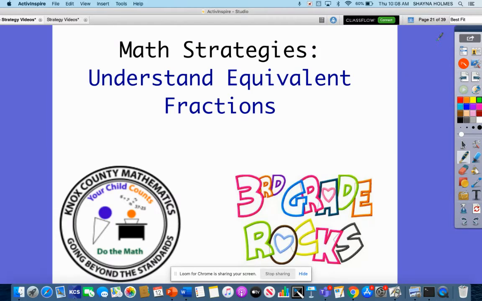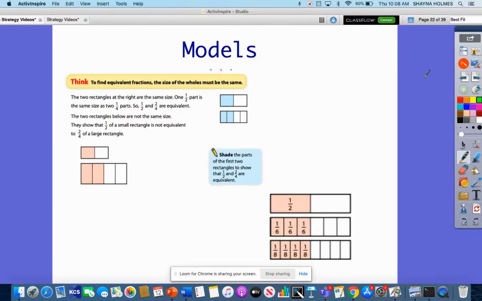Today's math strategy video is on understanding equivalent fractions. So in your previous videos or lessons, you've probably learned about representing fractions either with bar models or on a number line. So today we're going to use those strategies in order to talk about fractions that are equivalent or equal. To find equivalent fractions, the size of the wholes must be the same.